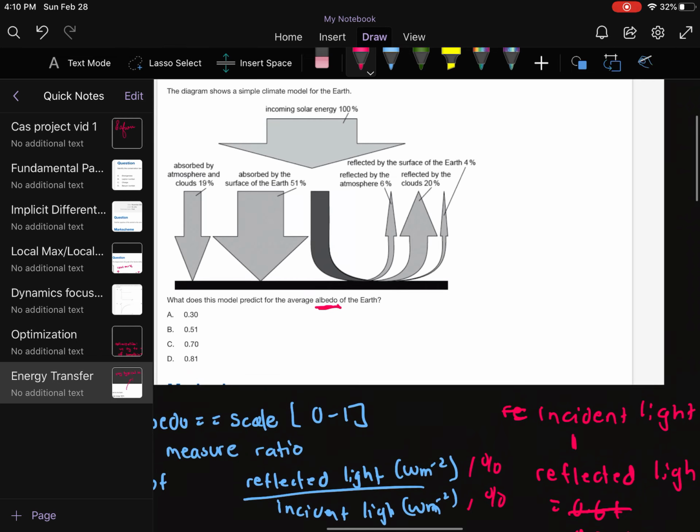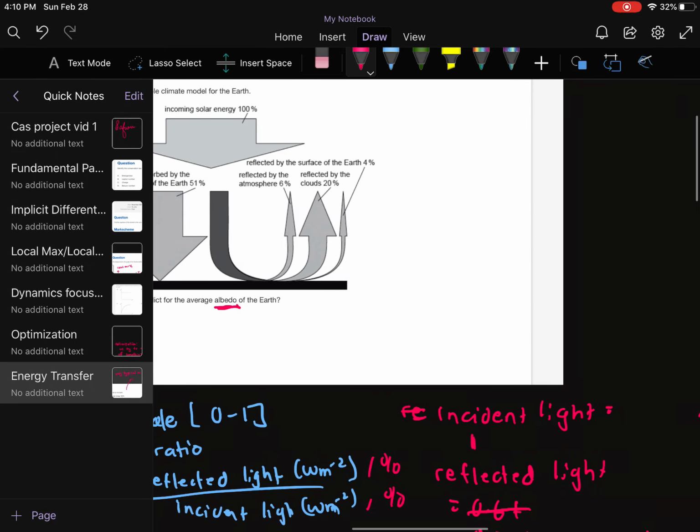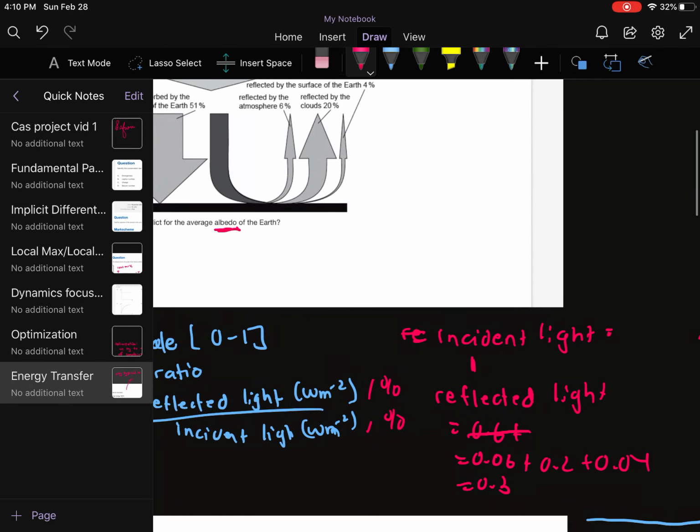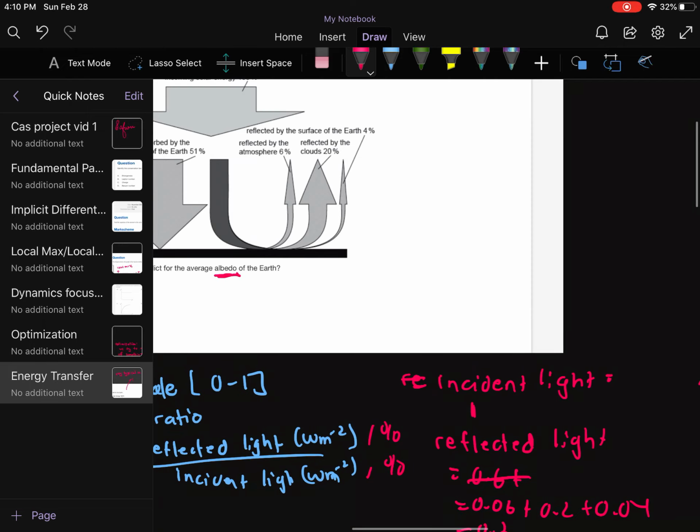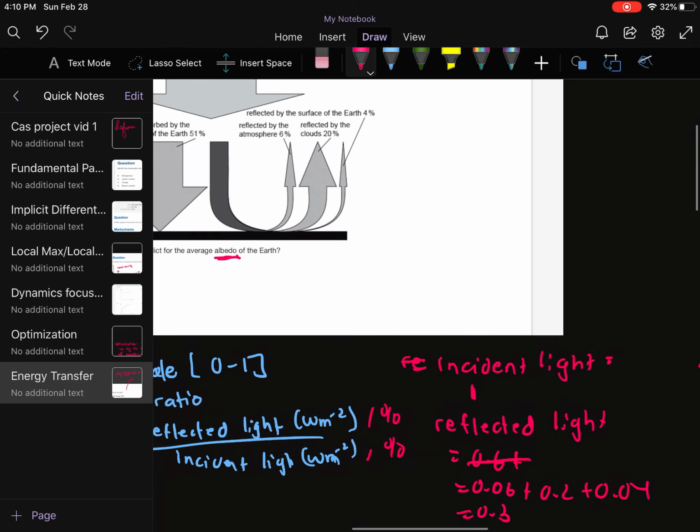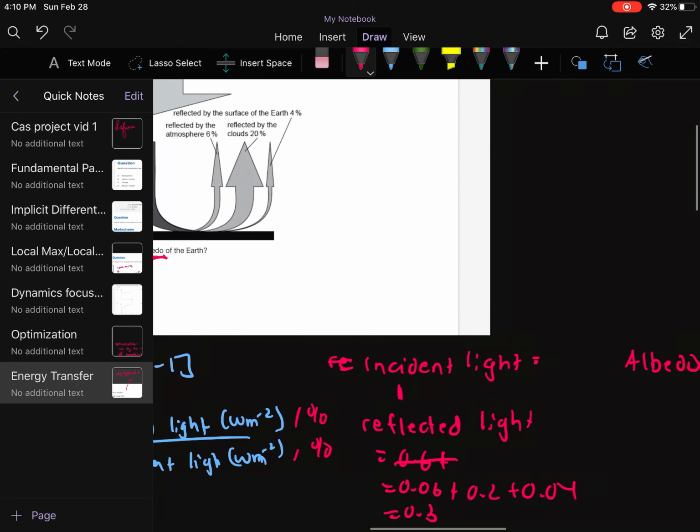So we look at the question. We should focus on the reflected light and the incident light. You know that the incident light is basically 1 or 100%, right? And that's why I wrote incident light is equal to 1. But the reflected light is essentially the sum of what's been reflected, so by the atmosphere, by the clouds, and by the earth. So 0.06 plus 0.2 plus 0.04 gives 0.3.